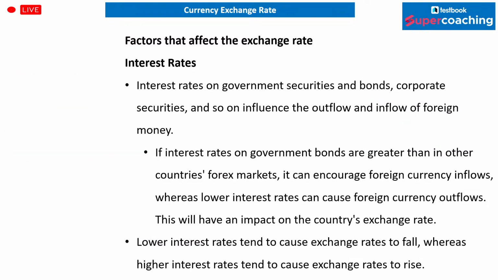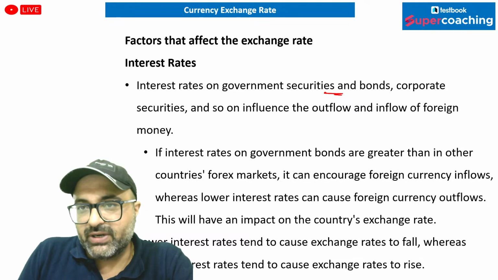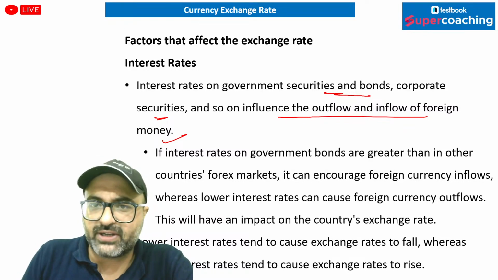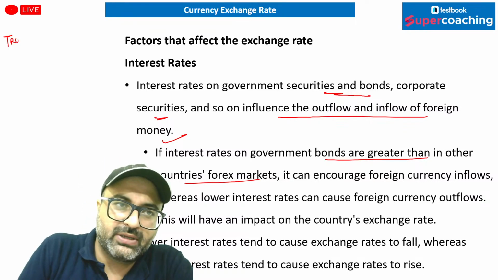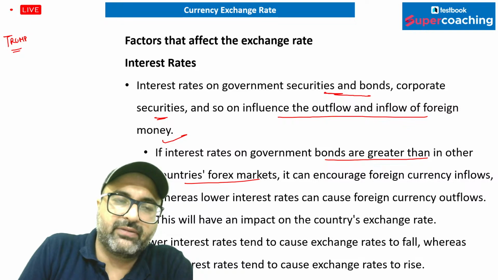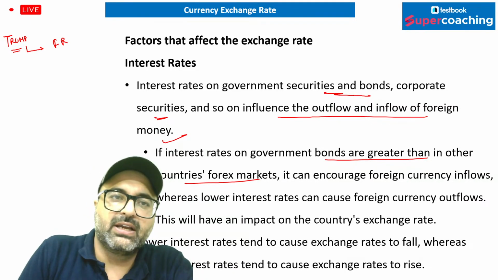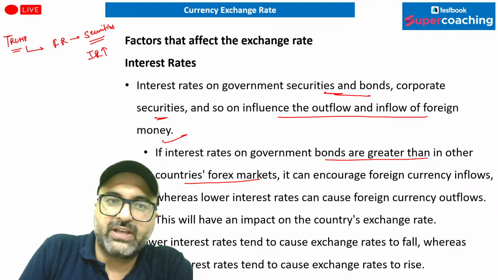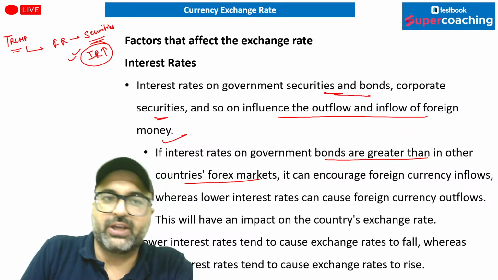Next, interest rate. So what is the point of interest rate? Interest rate on government securities and bonds, corporate securities, also influence the outflow and inflow of money. If the interest rate on government bonds is greater than in any other country, for example, we know that Trump has again come into power, and whenever Trump is in power, it is witnessed that the securities issued by the Federal Reserve, their interest rate increases. So if their interest rate increases, it's quite obvious everyone will try to enjoy huge interest rates.